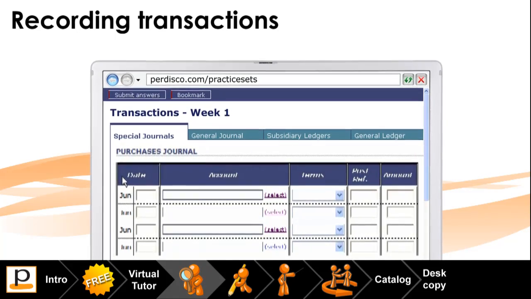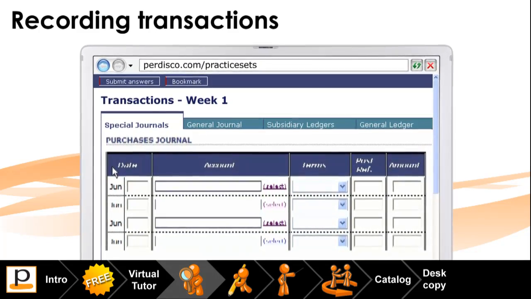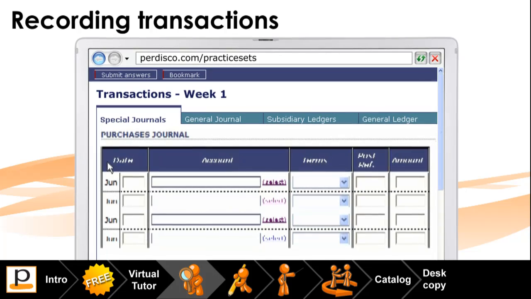Students are then required to record the month's transactions into journals and ledgers on screen, just like they would with manual journals and ledgers on paper.